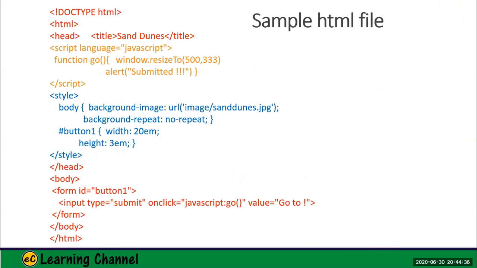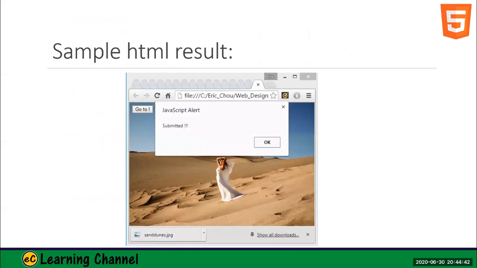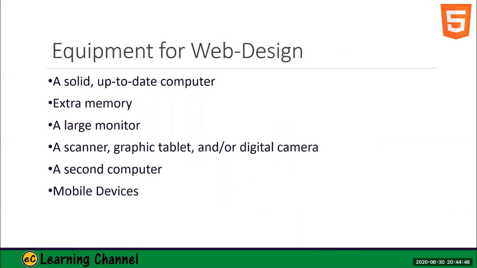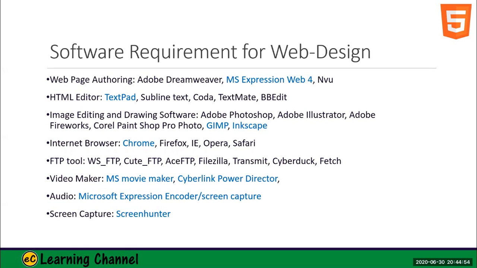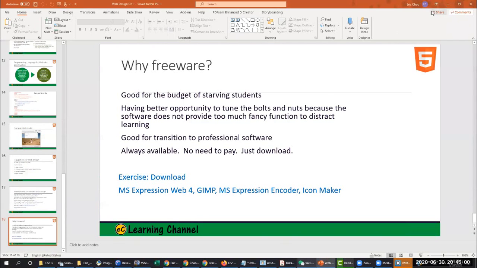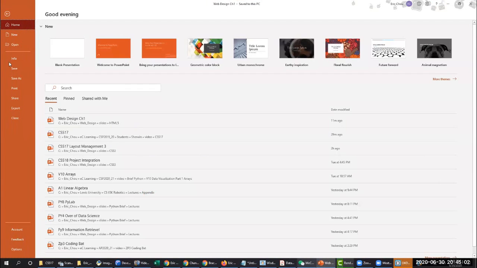Here is one sample HTML file, and I will skip this and design it later. This one is not important. And then equipment for website design: computer, these are okay. And software, I think we can check later. Okay, keep going. So this is chapter 1. Let's try chapter 2 and 3.